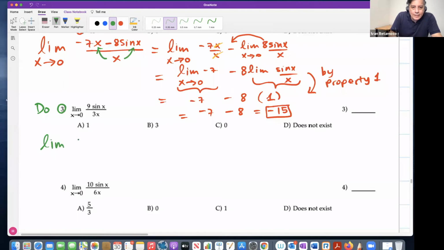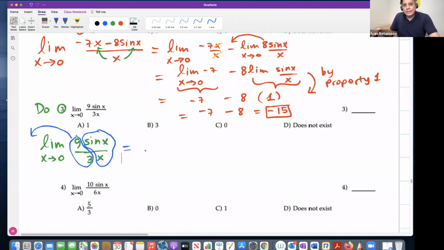Limit of 9 times sine of x over 3x as x approaches 0. Hint, separate this part from the rest. Take this constant part out, and you shouldn't have a problem figuring this out. Go ahead, try. Similar questions will come out on your examination, so try to get used to these forms, guys. They're very basic forms, but useful. So master them.